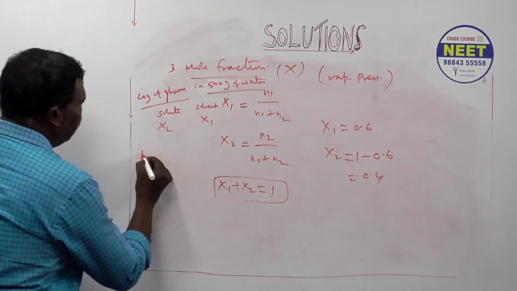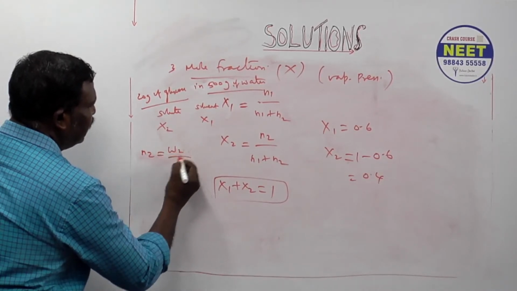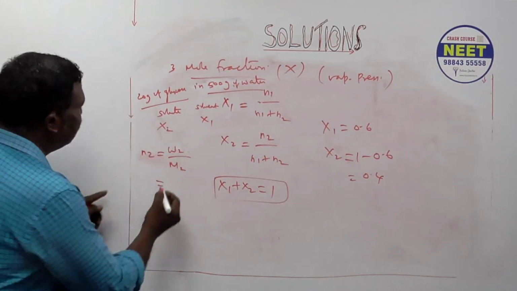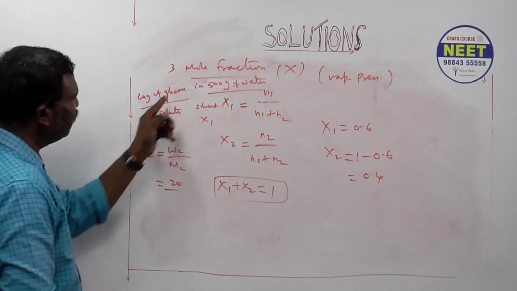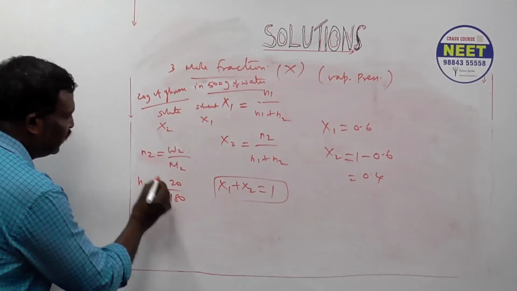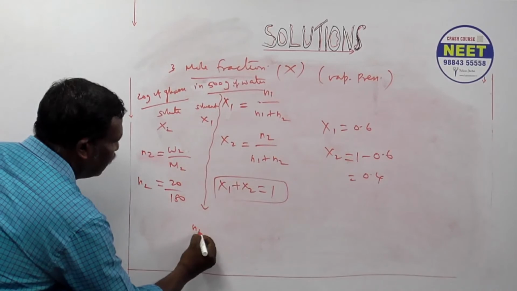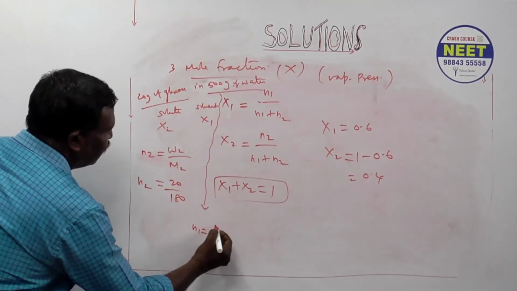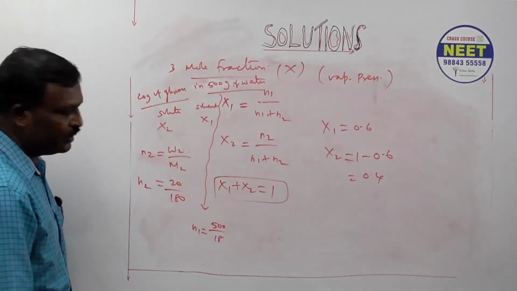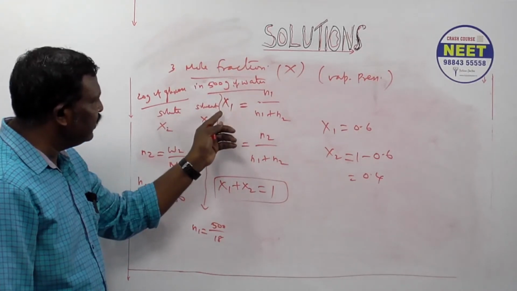n2 means what's the formula? W2 by M2. W2 is, you know what? 20 gram. Correct? By the molecular mass of glucose, which is 180. Then only we are getting N2. Understood? What is N1? Mass by molar mass. 500 by 18. Then only we get N1, N2. Then substitute here. Then only we can get X1.